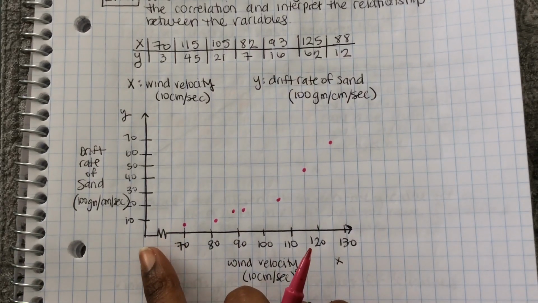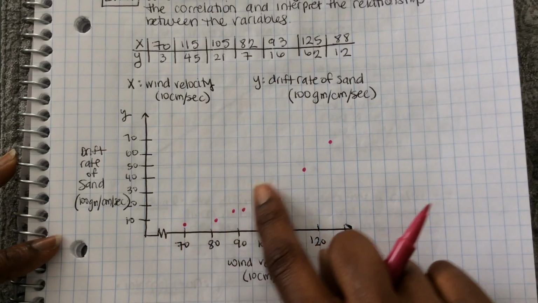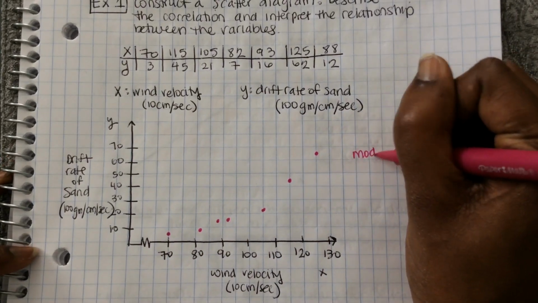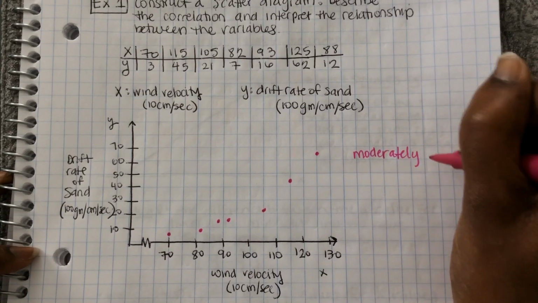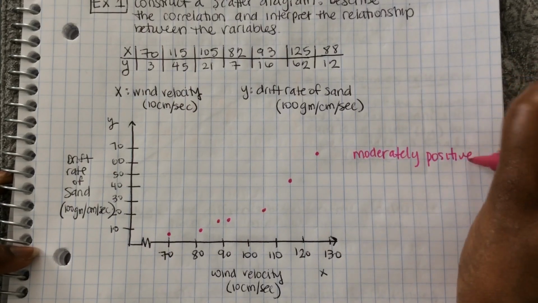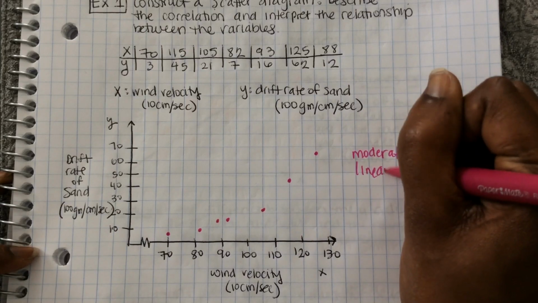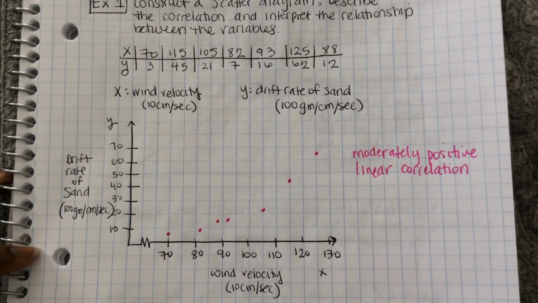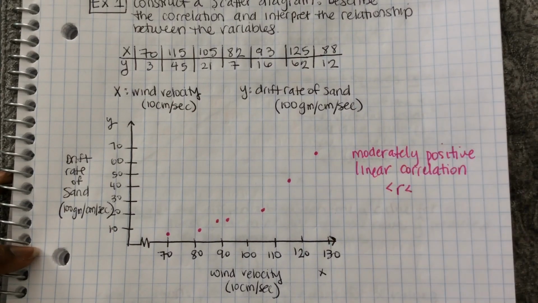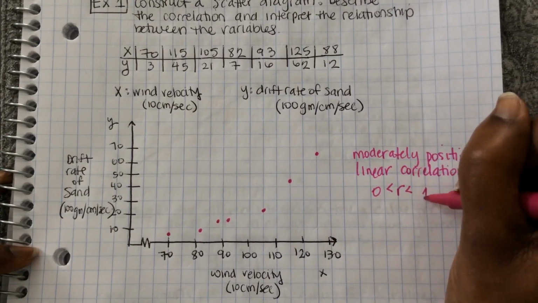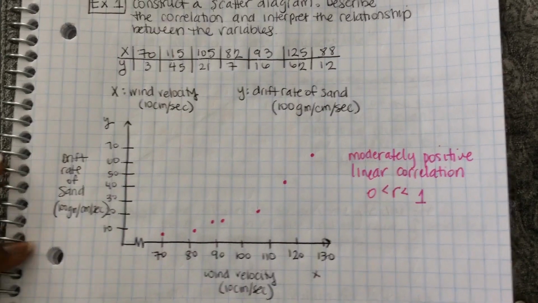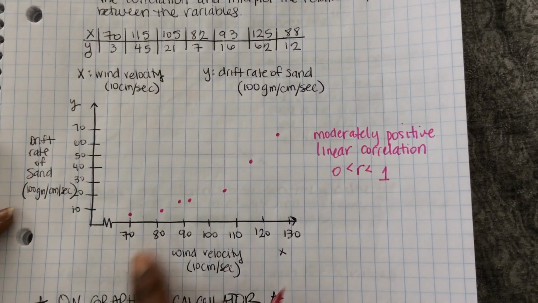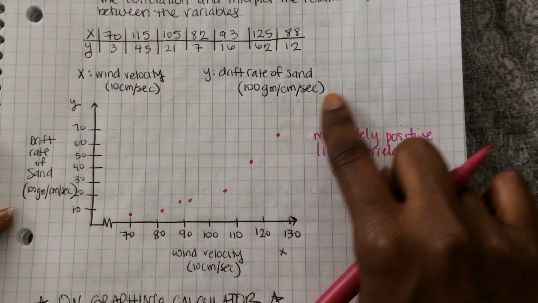So I see that this has a moderately positive linear correlation. That means R is somewhere in between 0 and 1. We don't know exactly what yet. And I can say, as x is increasing, so is y.